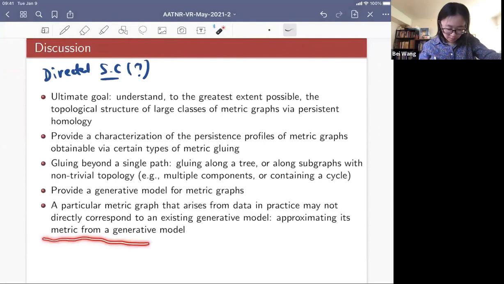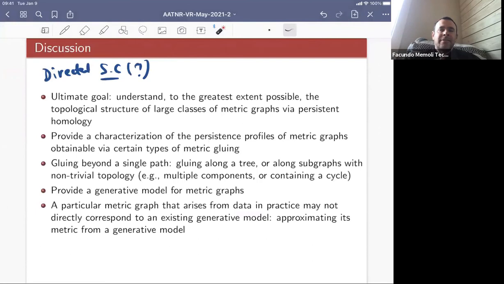I'm approximating a given, say, metric graph by a certain set of rules that come from a generative model. A non-interesting remark is that suppose that you're gluing trees, and what you want to do is quantify the degree to which you fail to approximate a given space by the generative model. Let's assume that the generative model actually produces trees. Then one quantitative measure will be the hyperbolicity of the input graph.